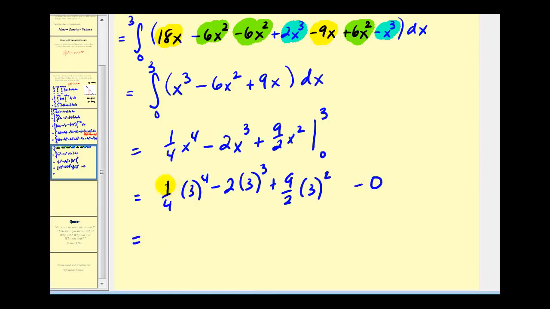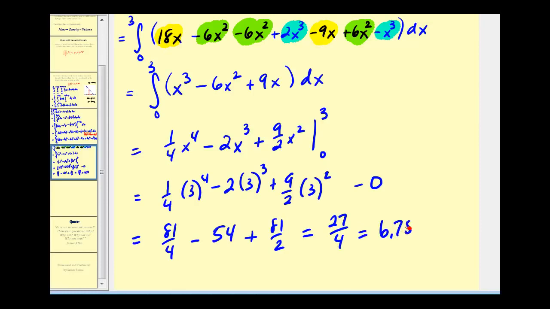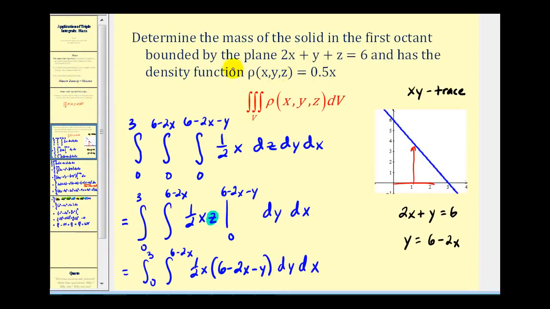Here we're going to have 81/4 minus 54. Plus here we're going to have 9 times 9 is 81/2. This gives us 27/4, which is equal to 6.75. And again, this would be the mass of the solid in the first octant, bounded by this plane here with the density function given here.